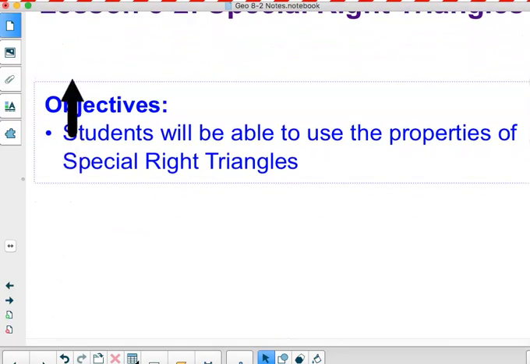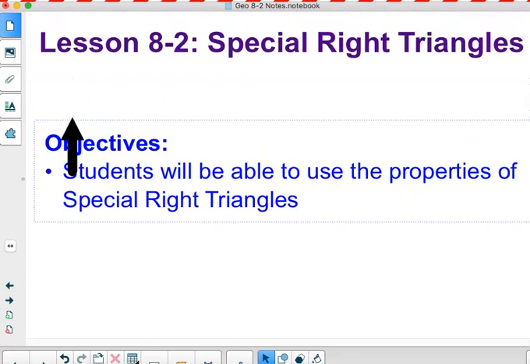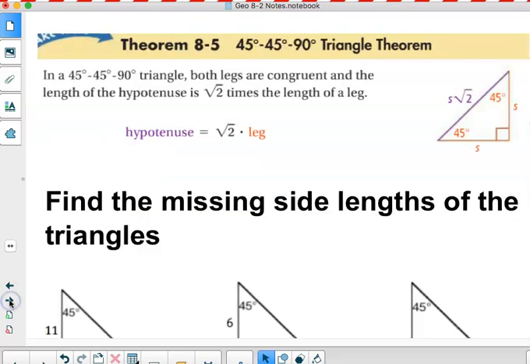Bloom. Okay, so I got to get my arrow up here, got to have direction. And lesson 8-2, special right triangles. There are special friends. Okay, our objective today, students will be able to use the properties of special right triangles. Today, boys and girls, we will work with a special right triangle that is called a 45-45-90 triangle. So let's get going. What's next?